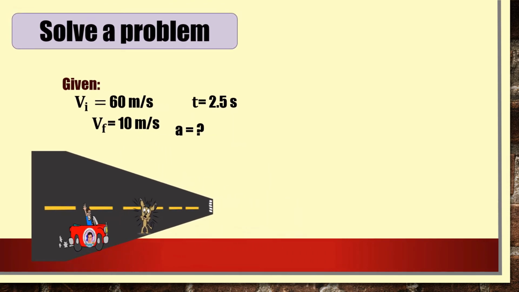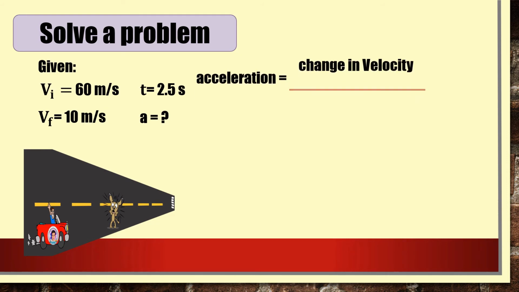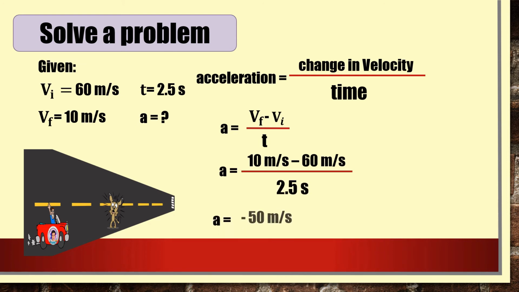Acceleration is equal to change in velocity divided by time, or final velocity minus initial velocity divided by time. Acceleration is equal to 10 meters per second minus 60 meters per second divided by 2.5 seconds. The acceleration of the car is negative 20 meters per second squared going north. Take note, its acceleration is negative. It means that the car is slowing down or experiencing deceleration.